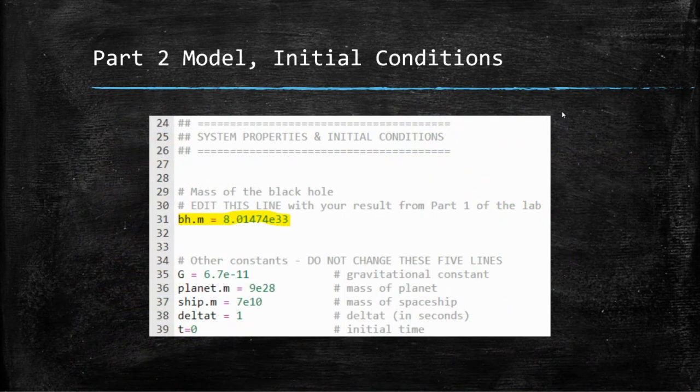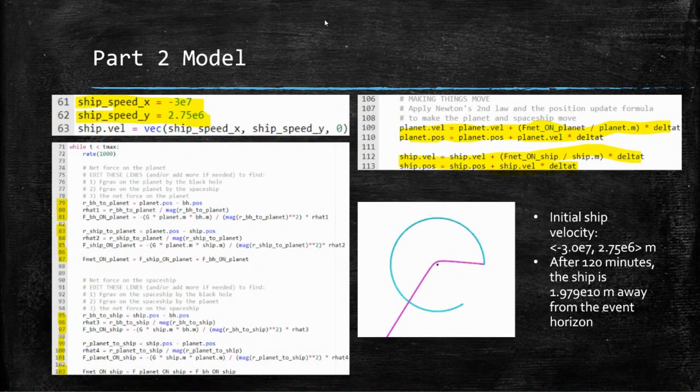Now for the model for part two initial conditions, I just plugged in the mass that I got for the black hole from part one, and the masses and constants for the rest of the objects are given here. Now here's the model for part two. Here it calculates the position vectors between the planet and the other two objects, and then it uses those vectors to calculate the gravitational forces by those objects on the planet, and it adds up those forces to find the net force on the planet. And it does it all again for the spaceship down here.